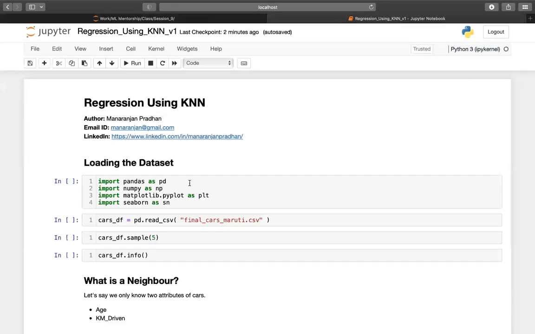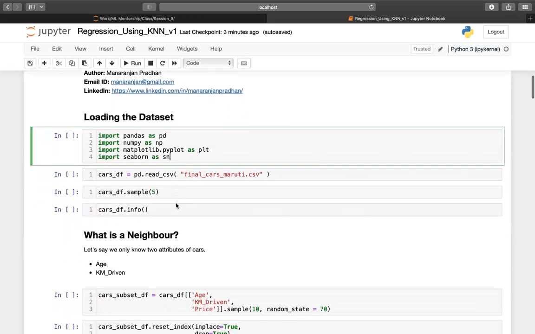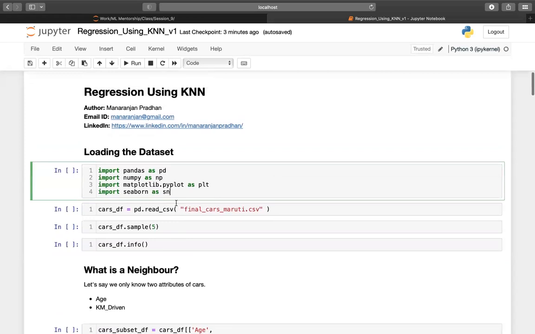Again, we'll be using the car's resale value data set that we have been experimenting with so far. We have already built a model using linear regression, and we will build a KNN model and compare the accuracy of the model with the previous models. So let's go ahead and load the data set. In this notebook the code is already given, so we'll just run through, understand different concepts and execute step by step.